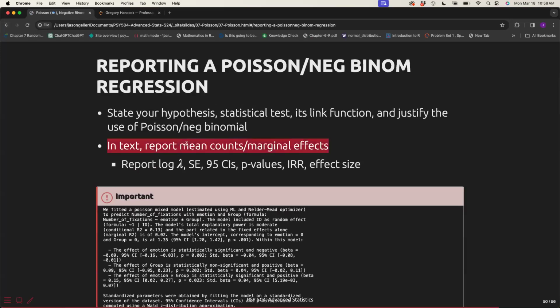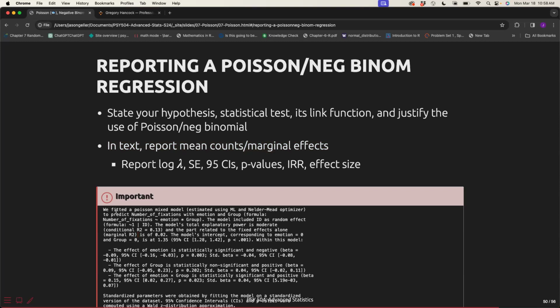So in terms of writing up your results, what you should be doing is reporting mean counts and marginal effects in text. And then parenthetically talk about log lambda and standard errors, and then your 95% confidence intervals around that, and then p-values, and then the IRR and the effect sizes. And we can use the lovely report function to help us with that write-up.